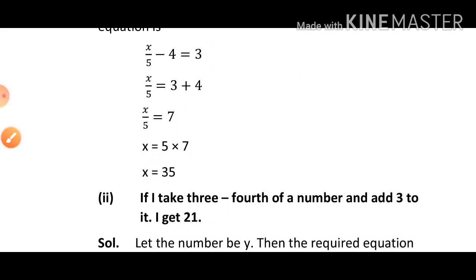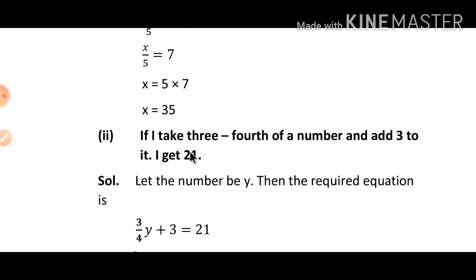Like this you have to first take the unknown number as any variable you like: x, y, z, p, q, r, a, b, c, any alphabet you can choose. So first of all you have to set up the equation. After that you have to find the solution.